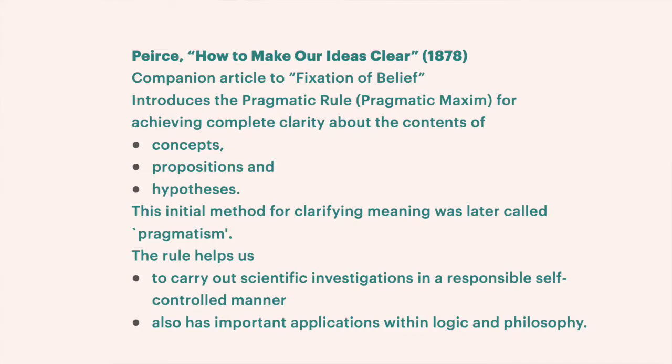And in this article, Peirce introduces what's called the pragmatic rule or the pragmatic maxim for achieving complete clarity about the contents of concepts, propositions, and hypotheses. And this initial method for clarifying meaning was later really developed and expanded out to become pragmatism. So a lot of pragmatism, or most of pragmatism, traces back to these 2 seminal articles, and this is an extremely important statement of what later gets developed as pragmatism.